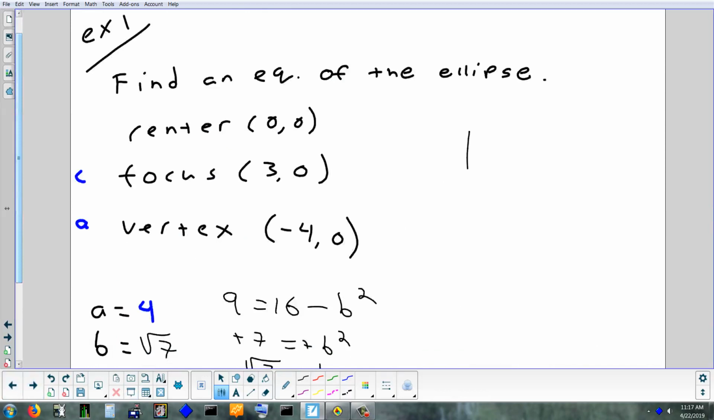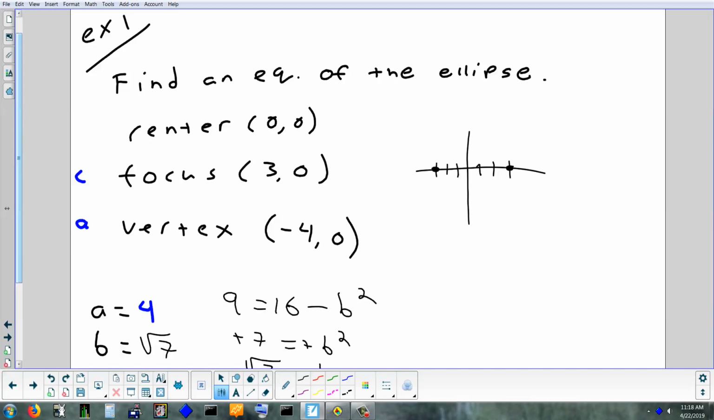So if you weren't sure, you've got a focus at 3, 0. Well, they didn't tell you, but where do you have another focus automatically? Where would you have another focus? The same place, but on the negative axis, so negative 3. So negative 3, 0.